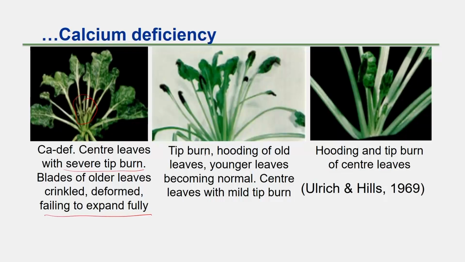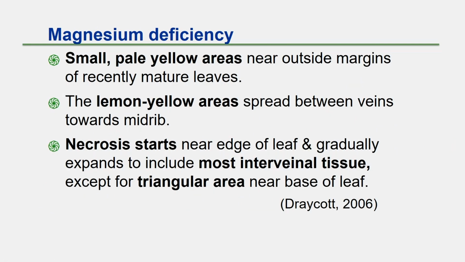Tip burn and hooding of old leaves, younger leaves becoming normal, center leaves with mild tip burn. You can see a kind of hooding structure. These kinds of structures come due to calcium deficiency, and it is a typical deficiency symptom of calcium. You can see in the third image on the right side hooding and tip burn of center leaves. You can see this hood clearly. Hood is the main deficiency symptom of calcium.